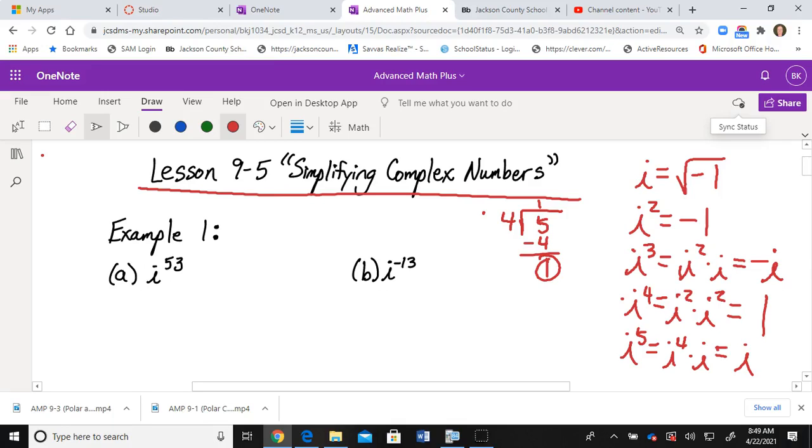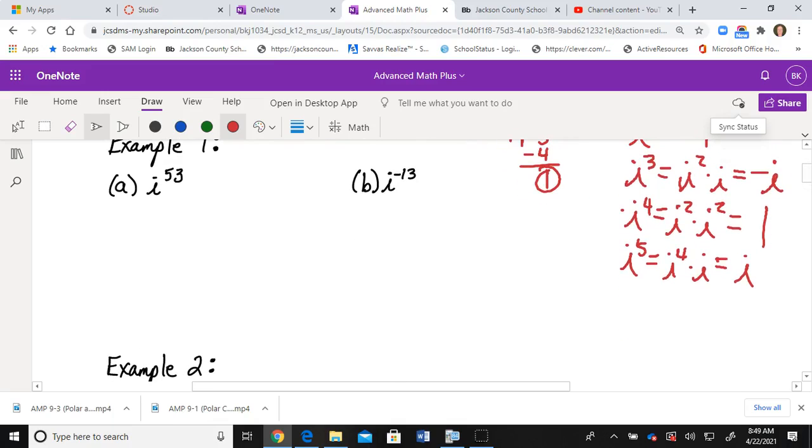So all you have to do on part A here, i to the 53 power: well, 53 divided by 4. 4 will go into 5 once, minus 4, that leaves 1. Bring down the 3: 4 will go into 13 three times, minus 12. We have a remainder of 1. So my answer is i. Easy enough?